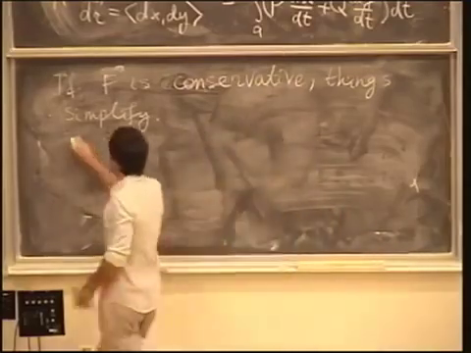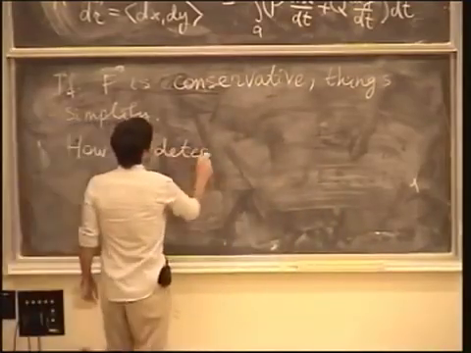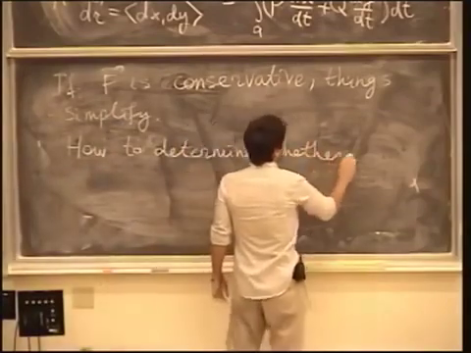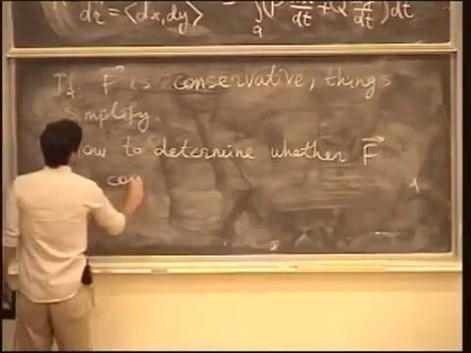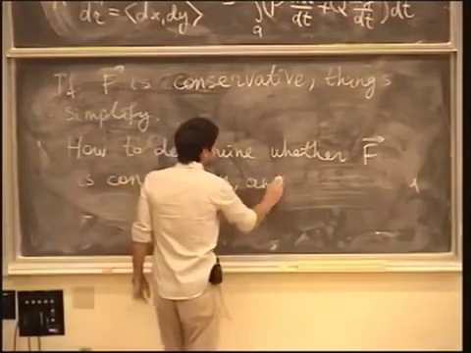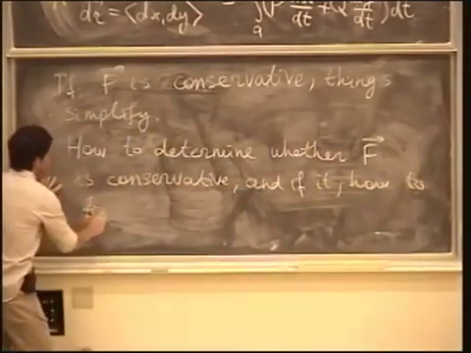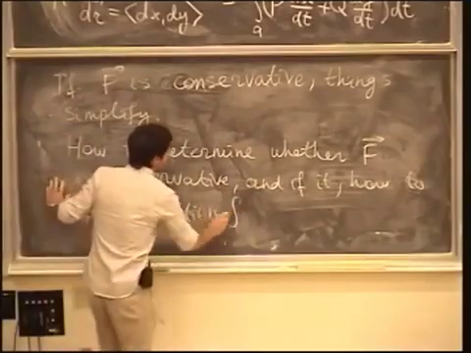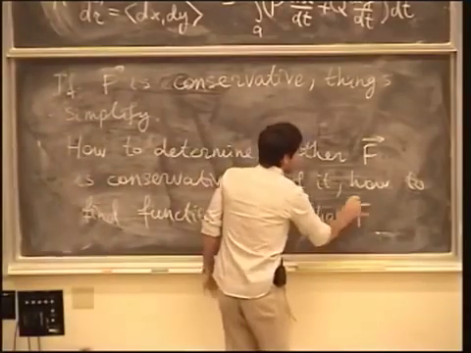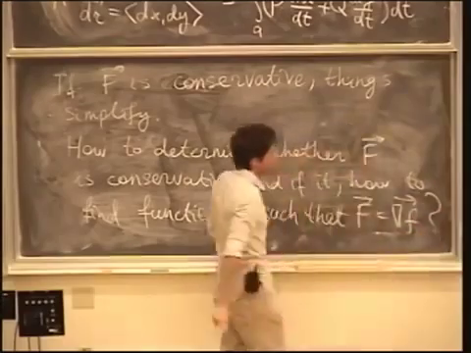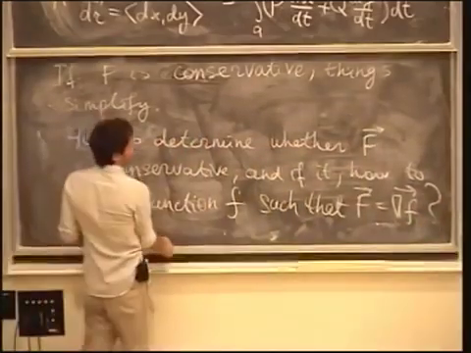How do you determine whether F is conservative? And if it is, how to find a function f such that this vector field is the gradient of that function. That's the question.